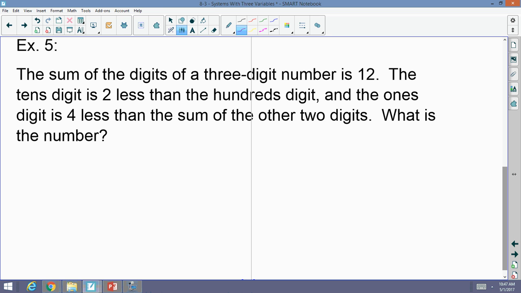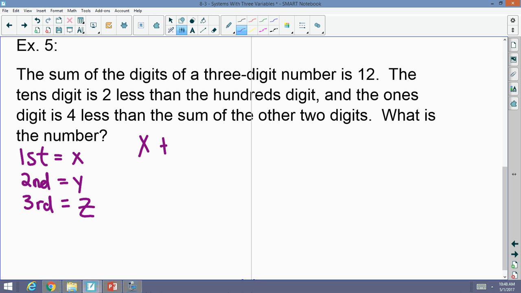The sum of the 3 digits of a 3-digit number is 12. Do we know anything about the digits, guys? So me, I'm going to go first digit, I'm going to call x. Second digit, y. Third digit, z. Do we have to use x, y, and z? No, no, and no. But you got to label it with something, okay? So now I know that the sum of the 3 digits is 12, right? So isn't x plus y plus z equal to 12?